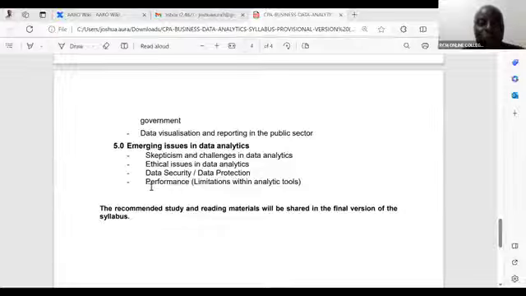So in terms of this data that we're going to be mining, we must be able to know, ladies and gentlemen, how do we really handle this ethically? So that should somebody start taking us to court, suing us, we shall have some fallback position. Great. Then we'll be looking at the performance limitations with these analytic tools, and that now marks the end of my presentation of the course outline.